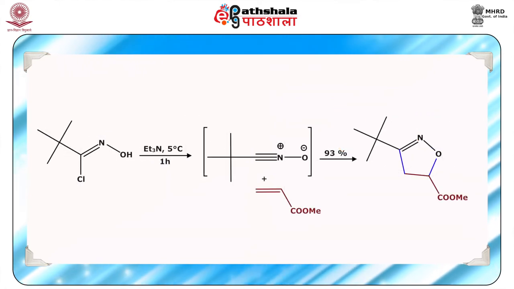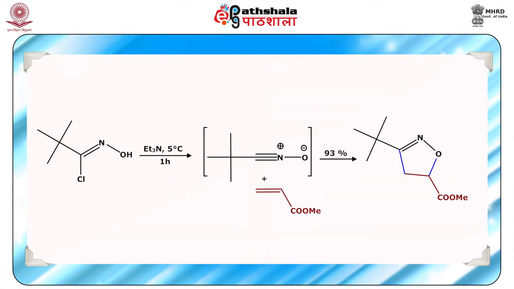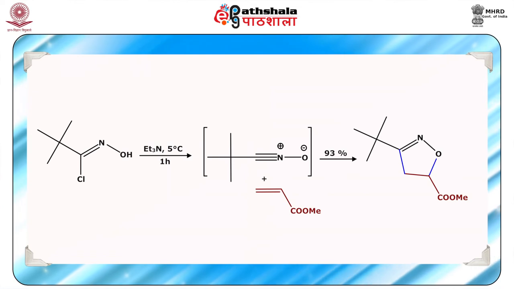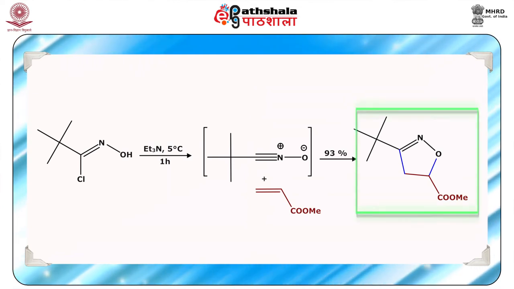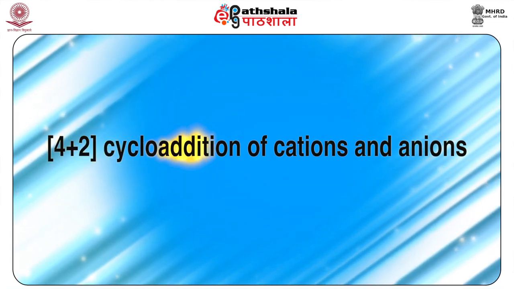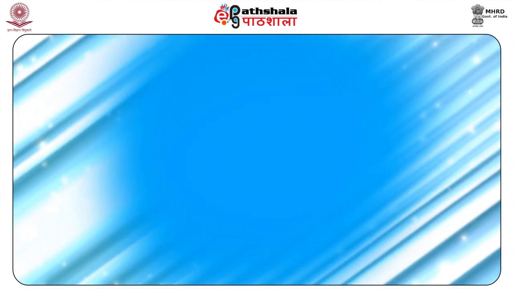1,3 dipolar molecules can be generated in situ. For example, nitrile oxide can be generated in situ to react with methyl acrylate to give the cyclic product as shown. Next, let us talk of the 4+2 cycloaddition reactions of cations and anions.